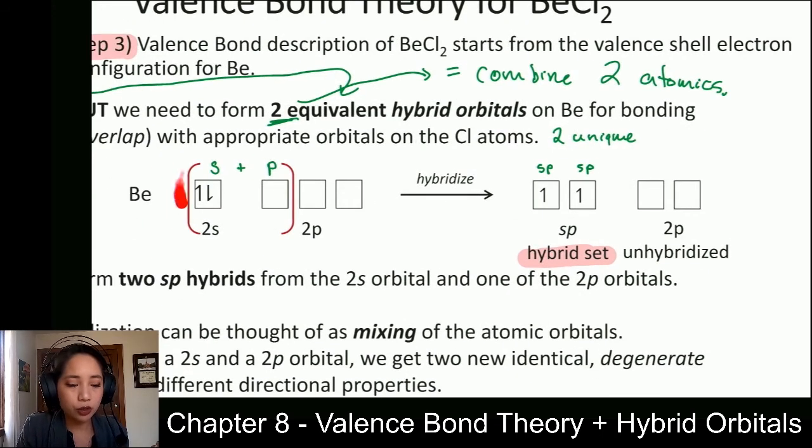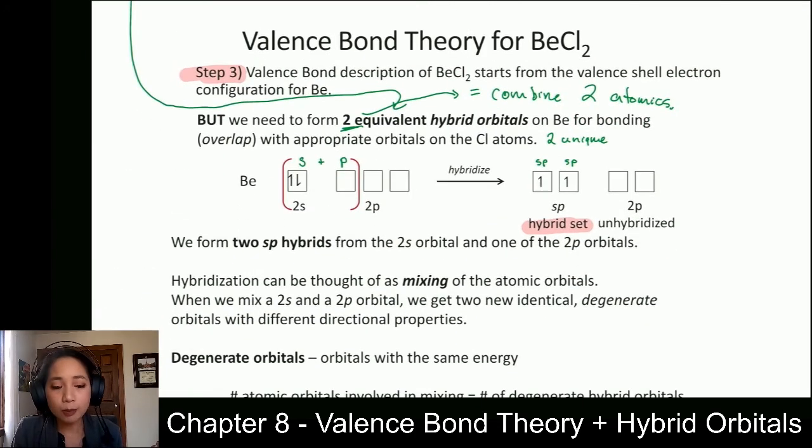So overall, what you see in this picture is we still have the same number of orbitals on each side. There's 4 on the left side and there's 4 on the right side. All we did was rearrange those atomic orbitals to make this new hybrid set of orbitals. And this is important because now that we have this hybrid set, those two hybridized sp orbitals are at the same energy. They're called degenerate orbitals. Degenerate orbitals are orbitals with the same energy. So both of these sp orbitals have the same energy.